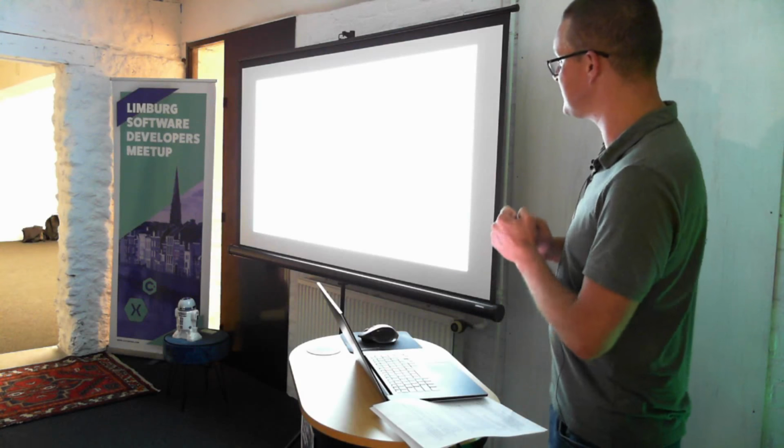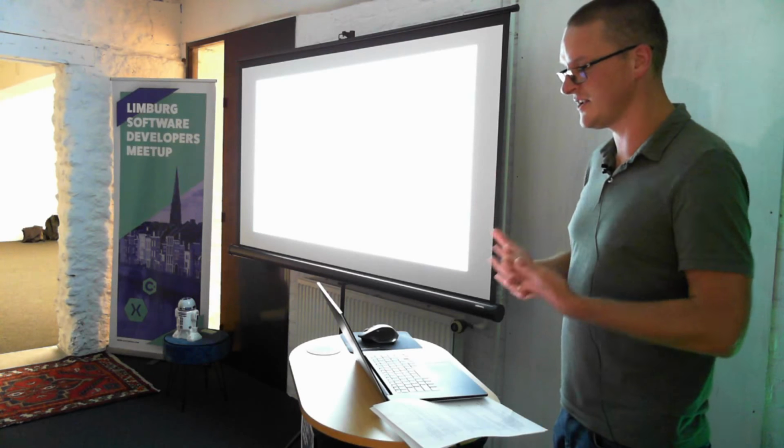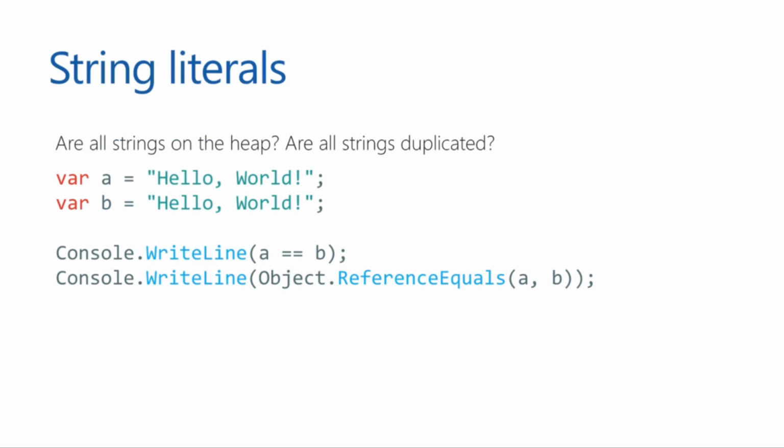Now, good thing is that not all strings are on the heap, and not all strings are duplicated. So if you would write this code, A equals hello world, B equals hello world, and you would run these two lines of code underneath, what will be returned? Anyone? I'm comparing both of them, so it will be either true or false on line 1 and true or false on the second one.